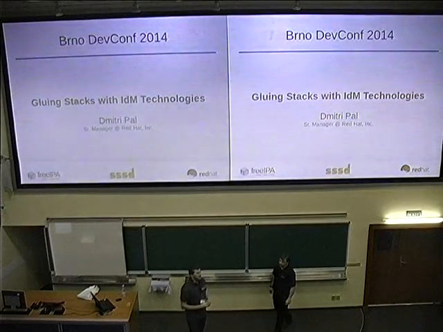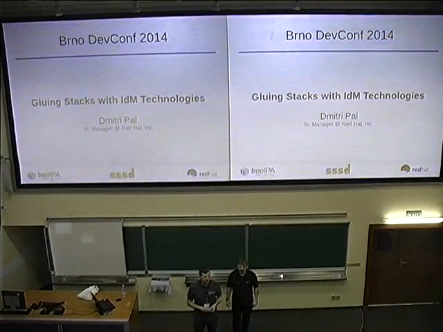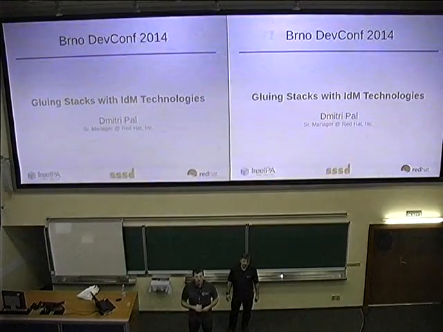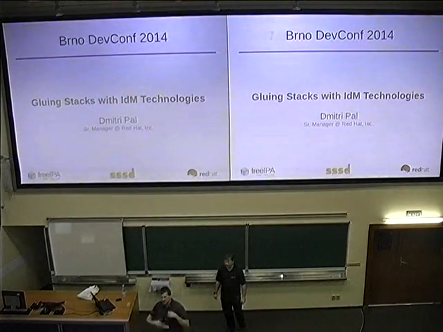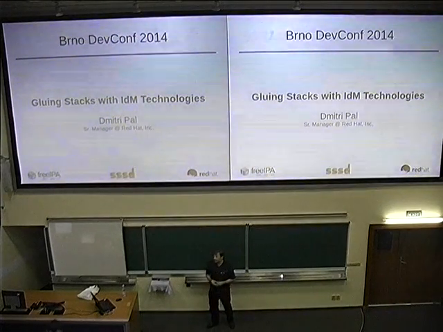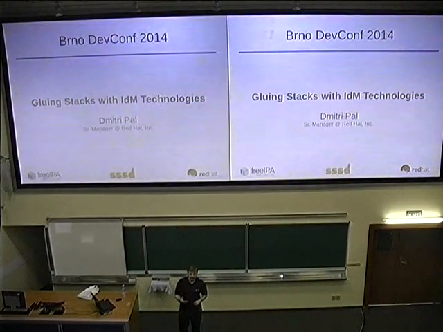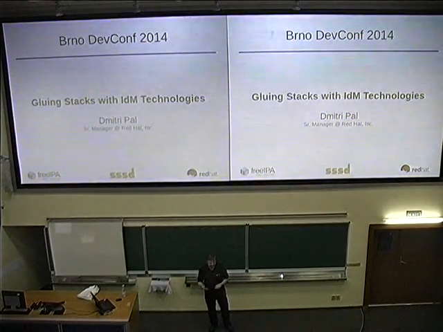Dmitri Pal, Senior Engineering Manager in Red Hat for Identity Management Projects and Products, will tell us something about identity management connected to stacks, OpenStack, and so many others. Okay, thank you for the introduction. So I represent the identity management team here, and I will be talking about our involvement in different other projects.